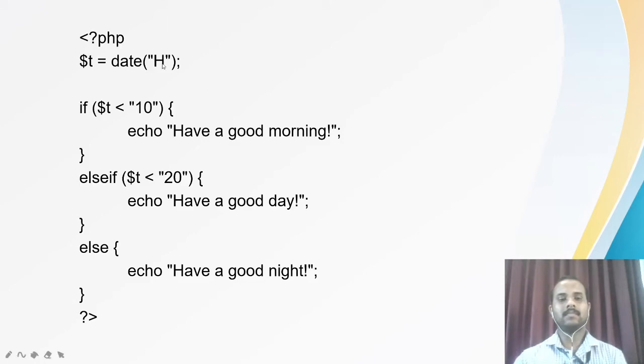So here again I am retrieving the time, that is the hours, using the date function. If the hour is lesser than 10, that is in the morning, right? So I am wishing him good morning. Now let me say the time is not lesser than 10, that is, more than 10. So I will go and check the next condition. I say if it is between 10 and 20, that is lesser than 20, right? Then it will print have a good day.